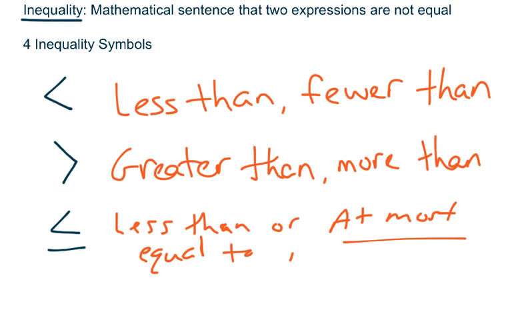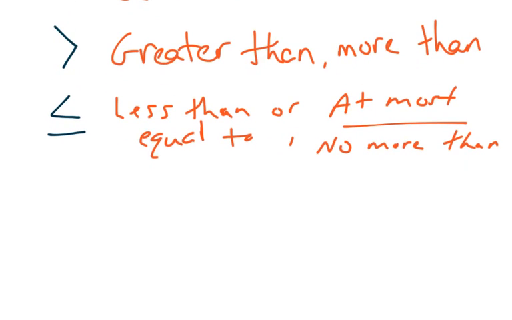The other one would be no more than. Like I said, if I can have no more than 7 people, I could have 7 or less in my car. So less than or equal to, at most, or no more than describe less than or equal to. The final inequality symbol is greater than or equal to.